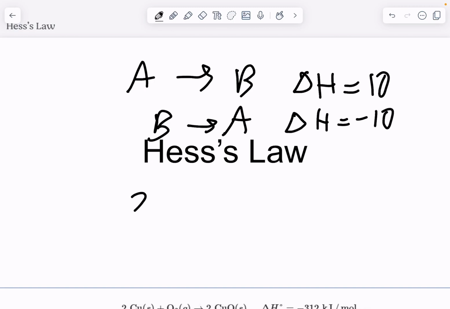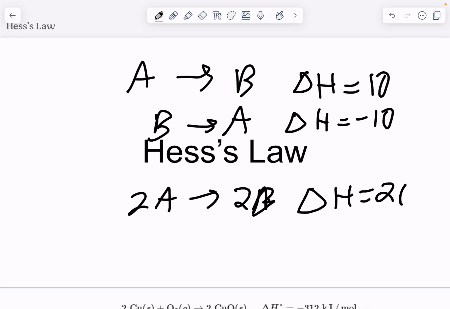Okay, if we double the amount, 2A goes to make 2B, then delta H will also double, so it'll be 20. So that's Hess's law in a nutshell. If you flip it, it changes the sign. If we double it, it doubles the delta H.